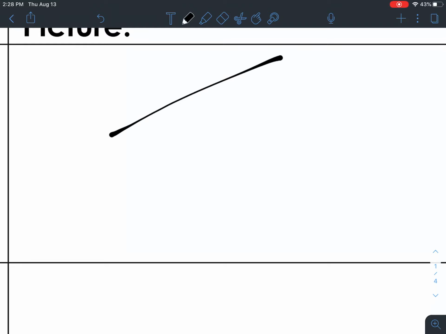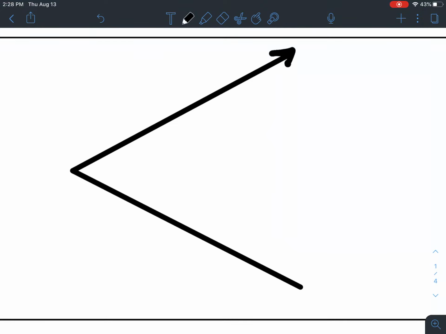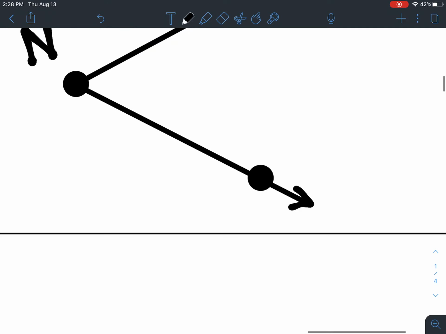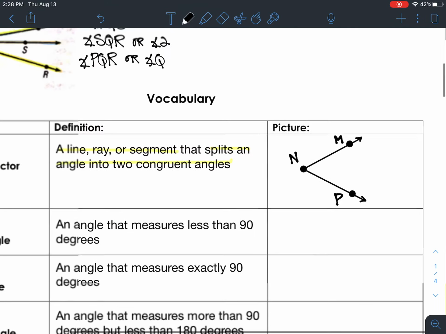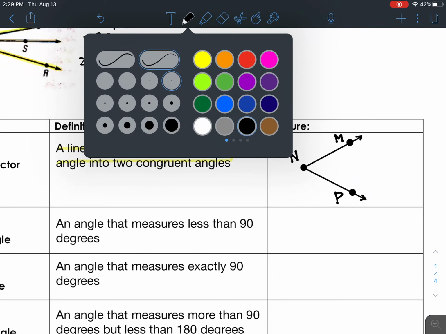So let's start by drawing an angle. Okay, remember that they are rays, so we're going to put arrows, and then let's put 3 points along that angle. Okay, and let's label it M, N, and P. So an angle bisector says the line, ray, or segment that splits that angle into two congruent angles. So we're going to draw this in the form of another ray.